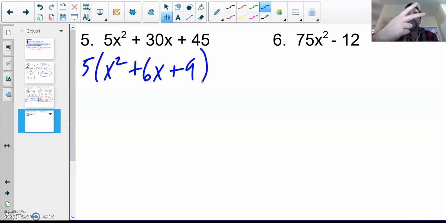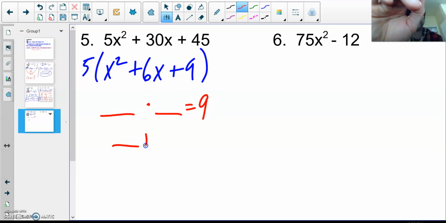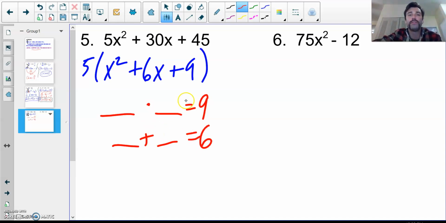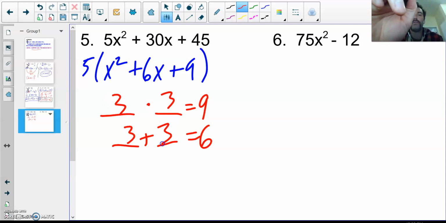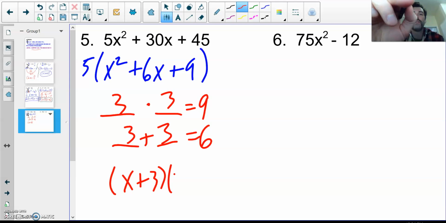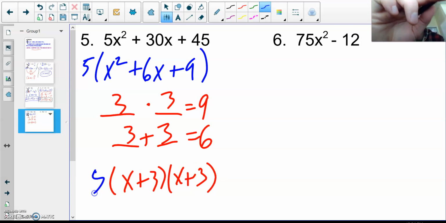Actually, there's really one way. I need two numbers that multiply to 9 and also add to 6. There's only two numbers that will do that, and that's 3 and 3. Lucky for us, neither of them has to be negative. So this becomes x plus 3 and x plus 3, and the 5 comes along for the ride.